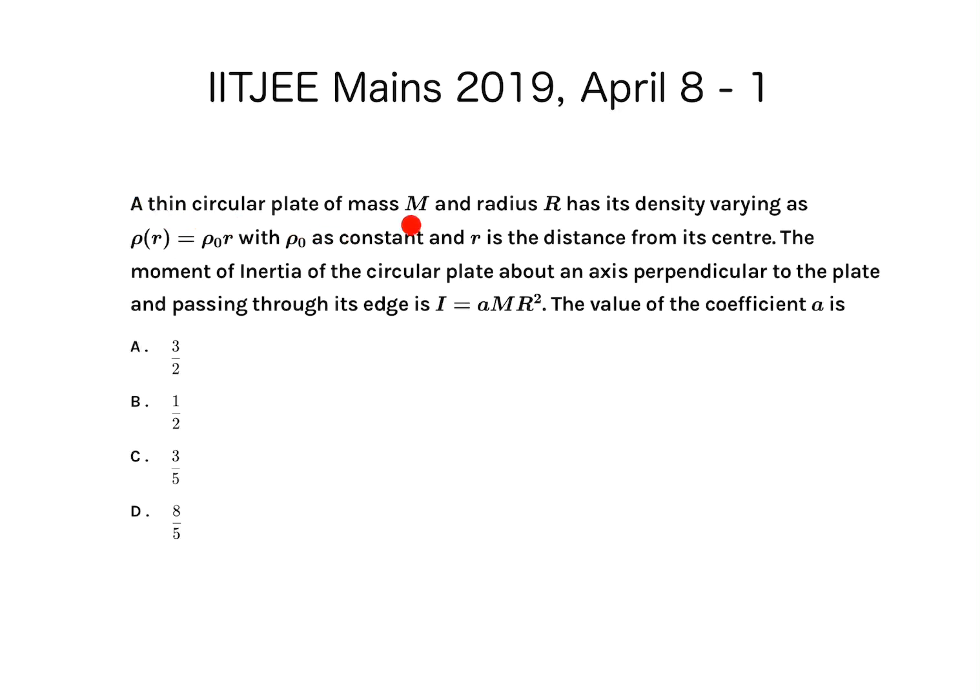A thin circular plate of mass m and radius r has its density varying as this formula is given: rho equal to rho naught into r, with rho naught as a constant and r is the distance from its center. The moment of inertia of the circular plate about an axis perpendicular to the plate and passing through its edge is I equal to a mr square. So find the value of the coefficient a. 4 options are given. Mark your correct answer.